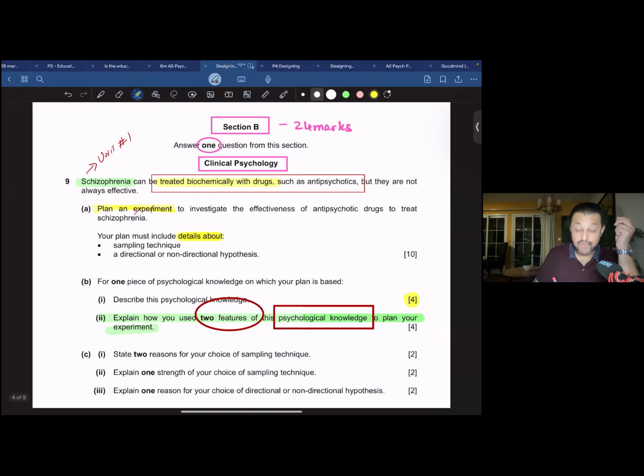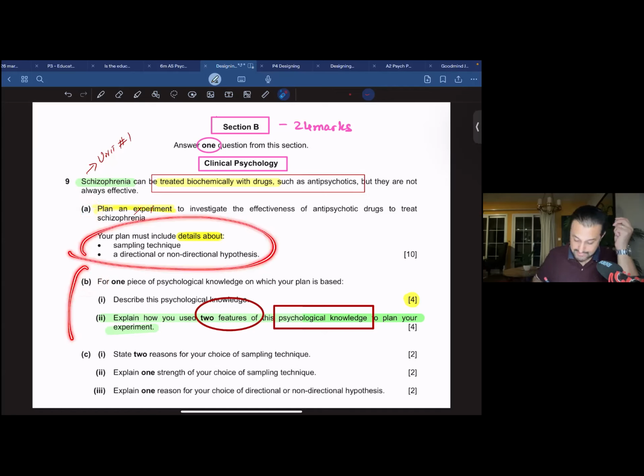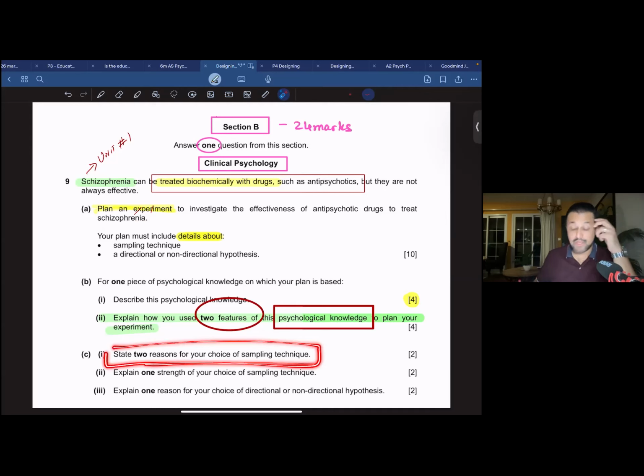I hope we're through with part A and we're through with part B. Moving on to the C part. Now, remember, this is linked to this, as I'd mentioned earlier. State two reasons for your choice of sampling technique. Now, of course, if you talk about sampling techniques, you all should be aware, as you studied in AS, there are three different sampling techniques that are part of your syllabus.